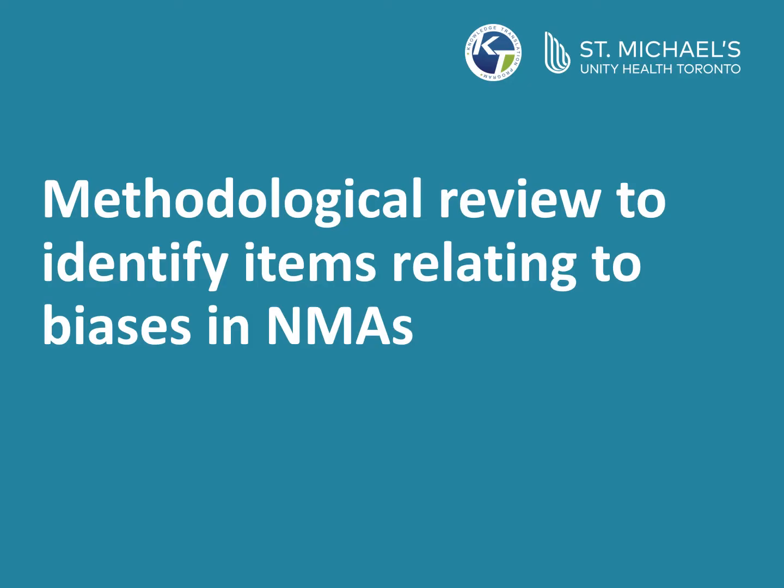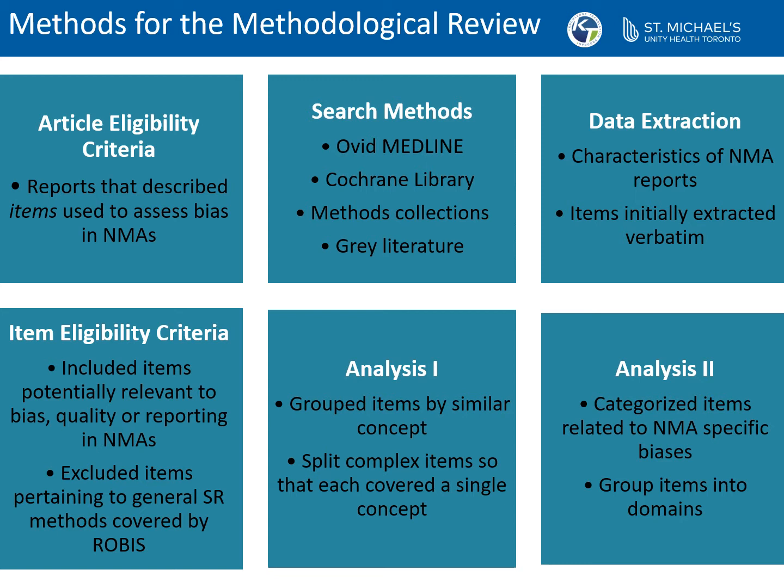So on to the methodological review of items. We included articles that described items used to assess bias in network meta-analysis and searched Medline, Cochrane, methods collections, and gray literature. We extracted characteristics of NMA tools or methods, and the items were initially extracted verbatim. We then determined if the item would be included if it was potentially relevant to bias, quality, or reporting in NMAs. It was also excluded if the item pertained to a general systematic review method covered by AMSTAR or ROBIS.